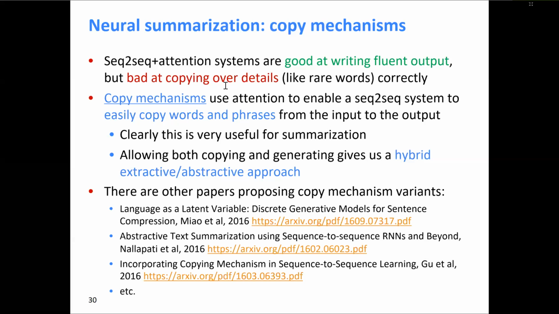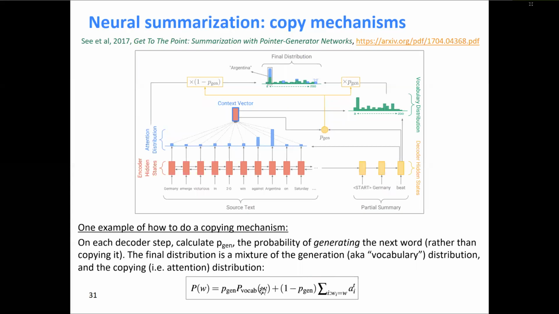Clearly, it's very useful for summarization, and it also gives us the opportunity to hybridize these two approaches. These are a bunch of papers, I think all published around 2016, where people tried to incorporate copy mechanisms. Here is one example published in 2017. It basically outputs the probability.